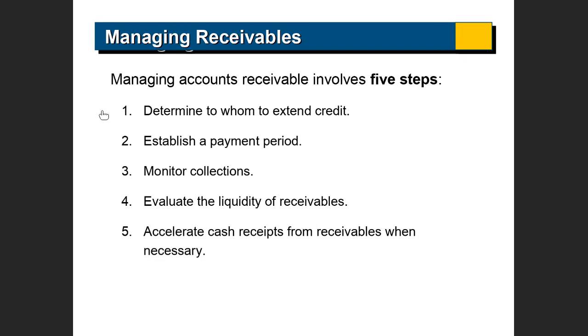You look at all these things before you extend the credit. Then you establish a payment period. So you tell them you pay within 10 days, you pay within 30 days, etc. Third, you monitor collections. So you see who has paid, who is more than 30 days old, who's more than 60 days old, who's more than 90 days old. You monitor the collection.